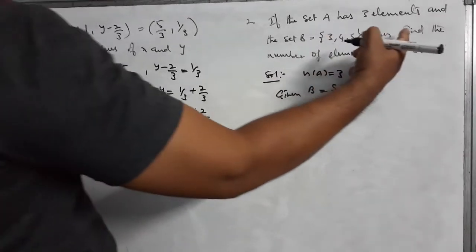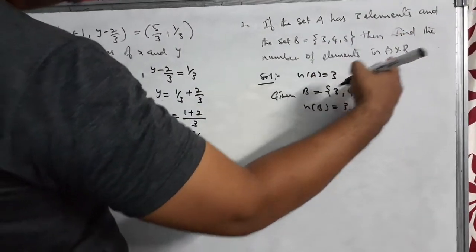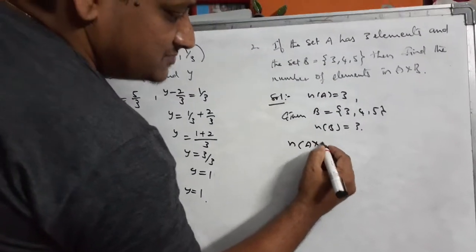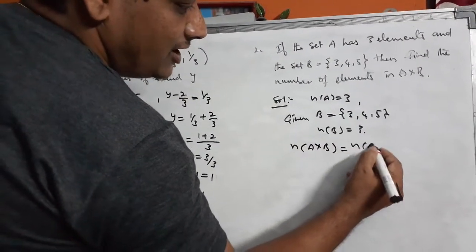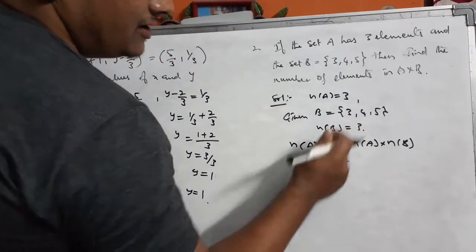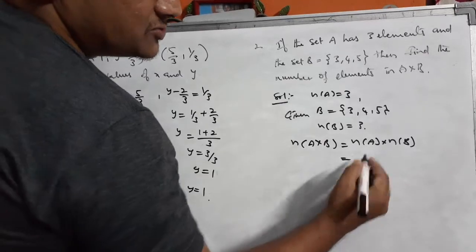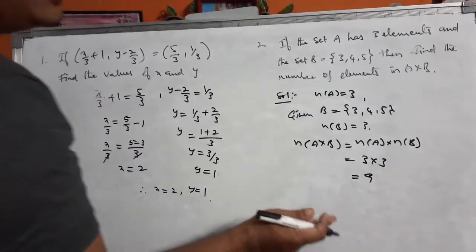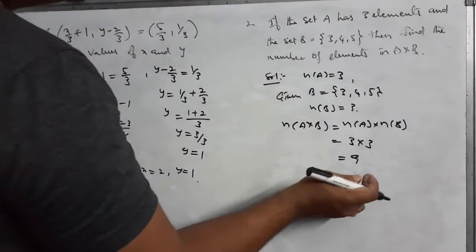Now we have to find the number of elements in A cross B. Already we know n(A × B) is equal to n(A) into n(B). So what is n(A)? It is 3. n(B) is also 3. 3 into 3, that is 9. So the number of elements in A cross B is 9.